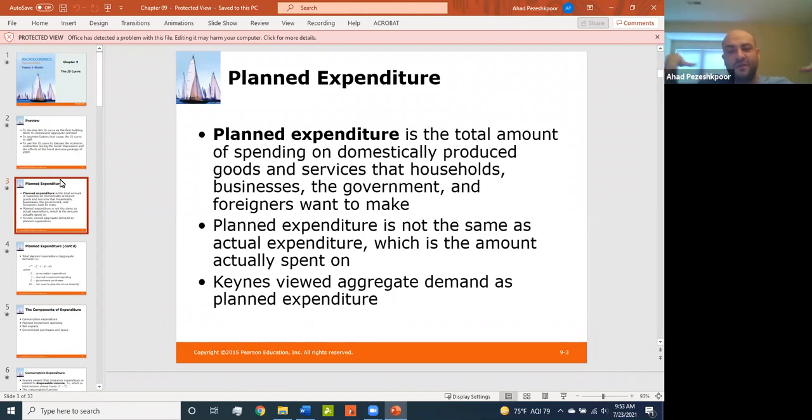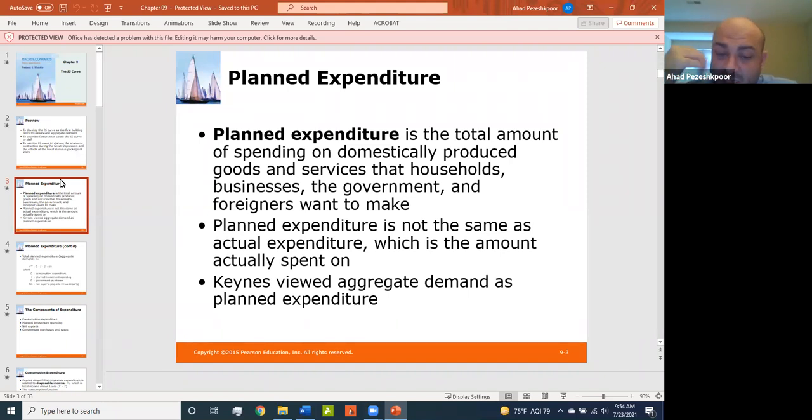Now imagine every single business put together. This is a macro course. We're not talking about micro. We're not talking about one business. We're talking about every business put together in a country. The whole country will face a planned demand, something that we expect to happen. This is the planned expenditure. It's not the same as the actual expenditure. You may plan, but then the actual may change, which is the amount actually spent.